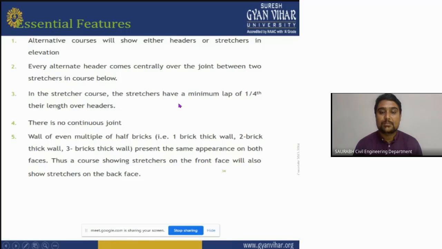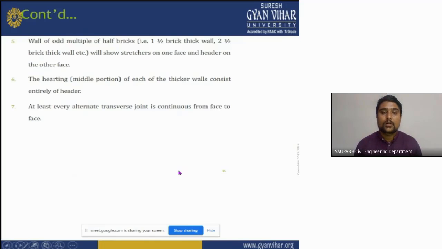A wall of even multiple of half brick will present the same appearance on both faces. Thus, a course showing stretchers on the front face will also show stretchers on the back face. A wall of odd multiple of half brick will show stretchers on one face and headers on the other face.